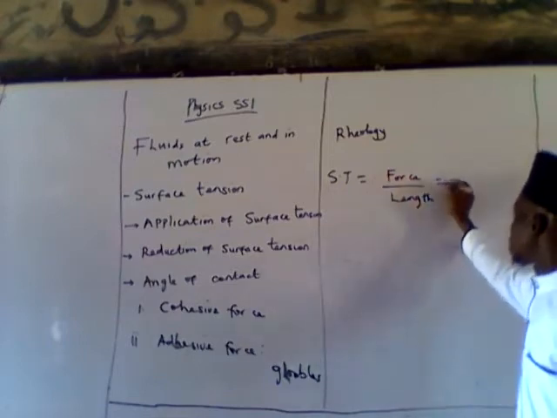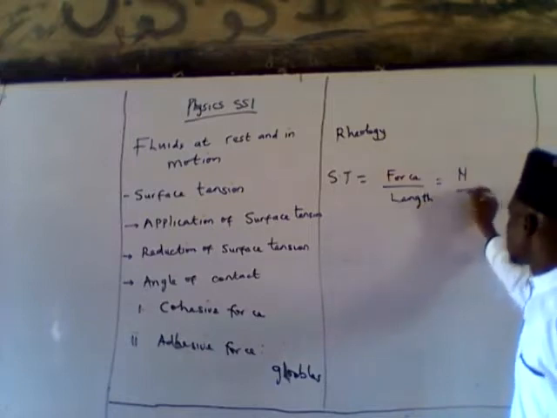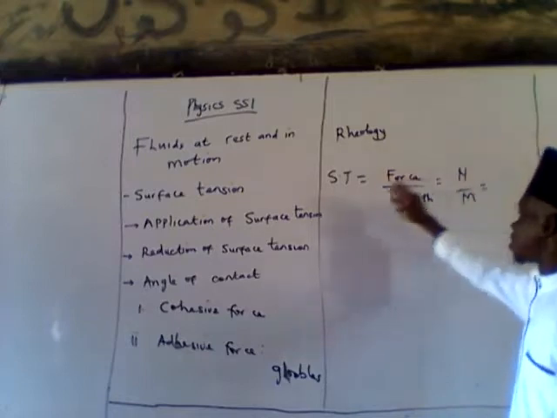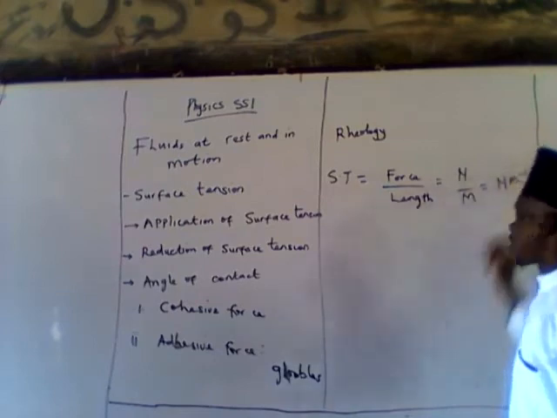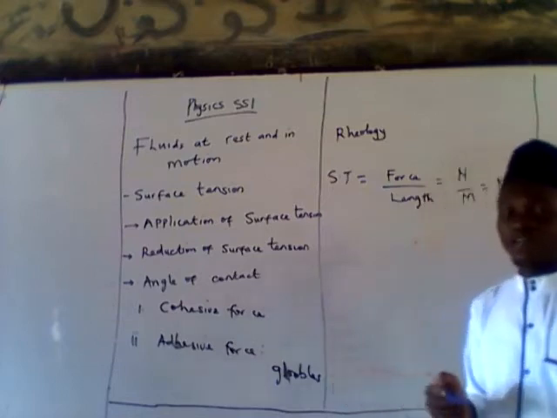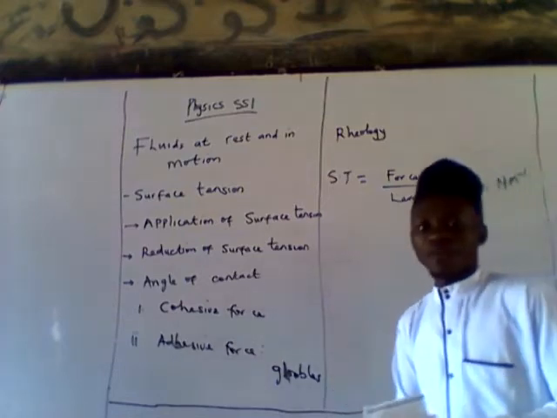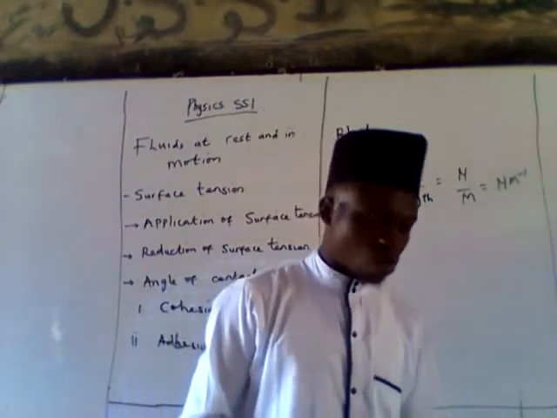We all know that the unit of force is the Newton, while length is in meters. Therefore, the unit of surface tension is Newton per meter. Please take note, this unit is a derived quantity, not a fundamental quantity.